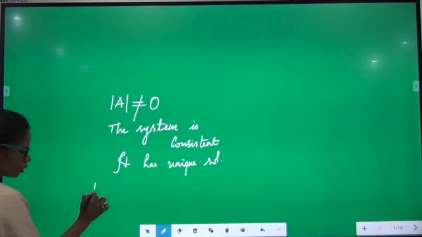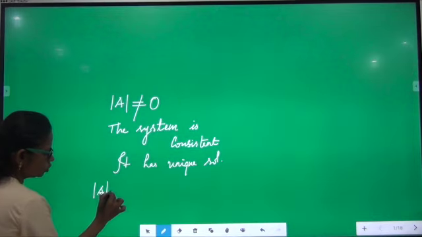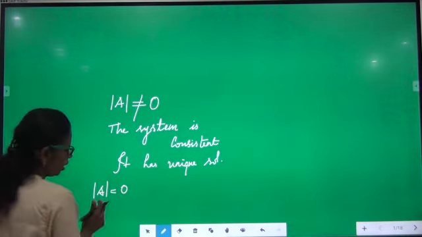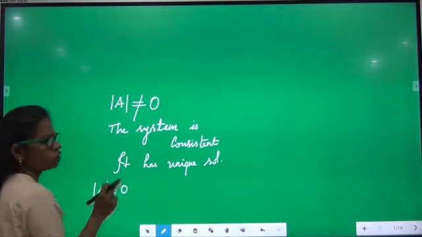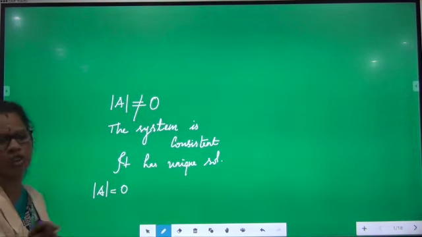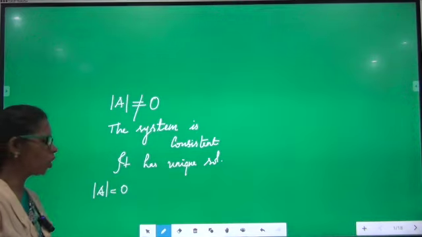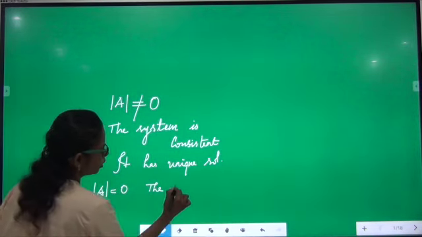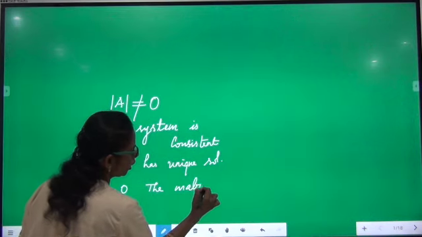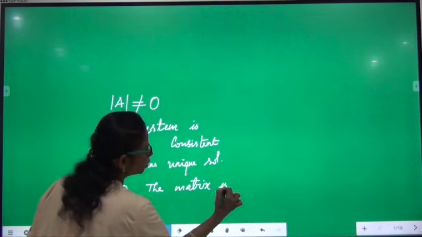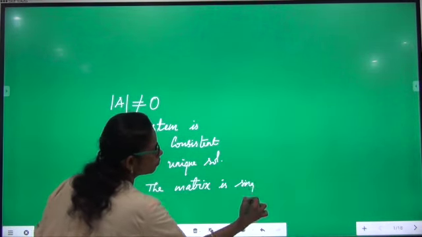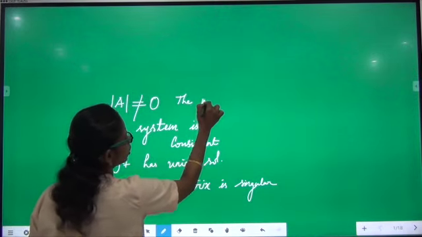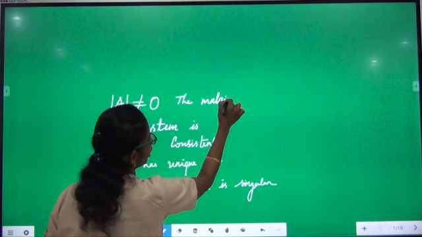Next, if suppose the determinant equals 0, we have two cases. If the determinant is not equal to 0, the matrix is non-singular. If the determinant equals 0, the matrix is singular. Here the matrix is non-singular.